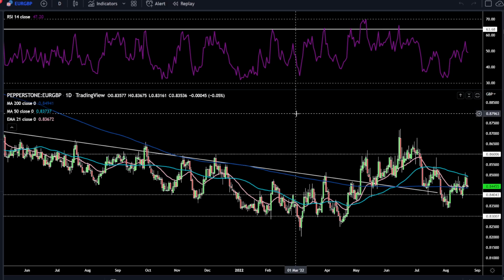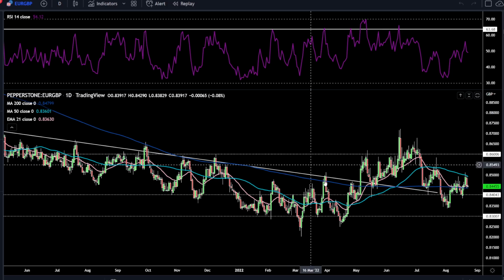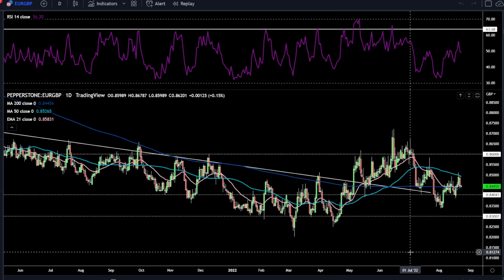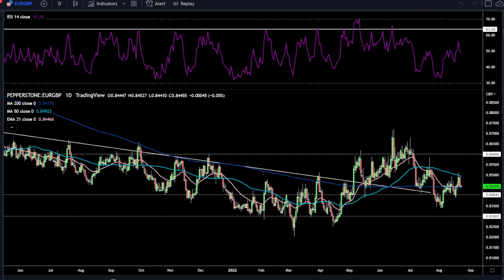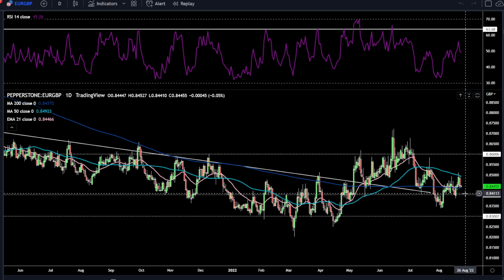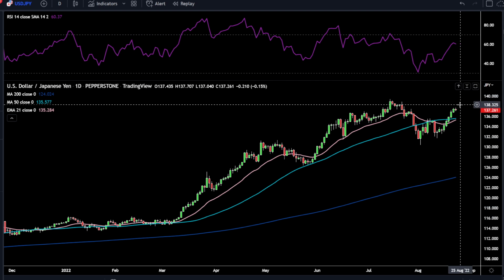Let's look at Euro GBP. Euro GBP is trapped between this 50-day and 200-day simple moving average, between 0.85 and 0.845. The RSI is just below 50. So I wouldn't really be able to discern anything from that in terms of a long or short bias. But the levels to watch, if it breaks out of this sort of tight little range between the moving averages, would be 0.84 and 0.855.